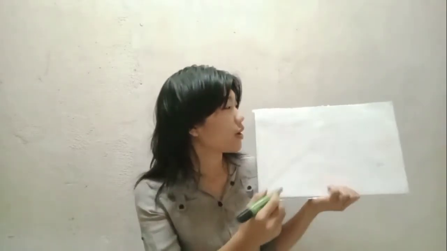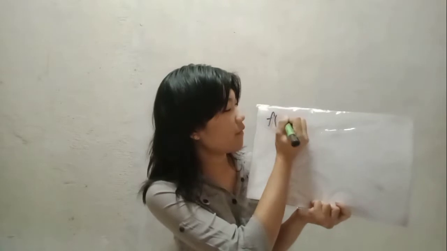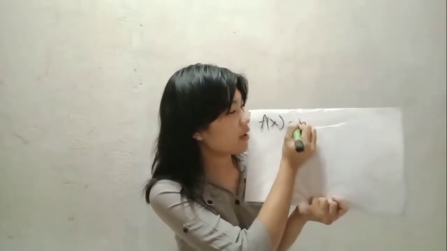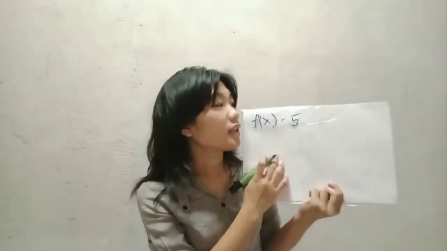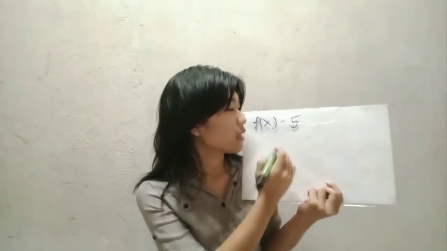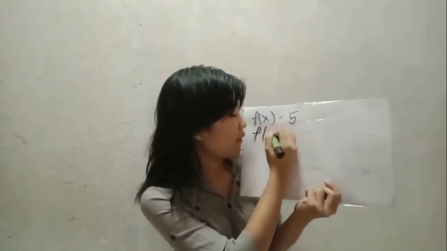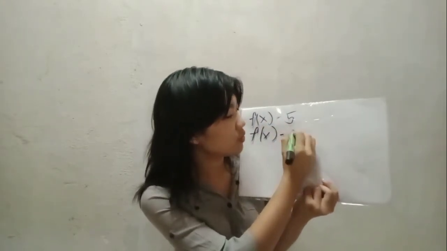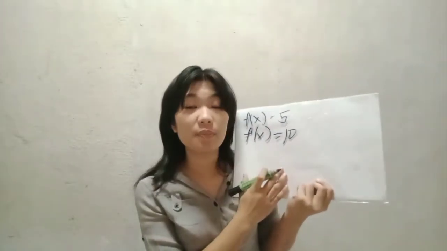A constant function is a function whose value does not change and its degree is 0. So, the constant function, no matter what you do, its value does not change. For example, f of x equals 5. Its value will still be 5, it cannot be changed. Another example is f of x equals 10. That is an example of a constant function.